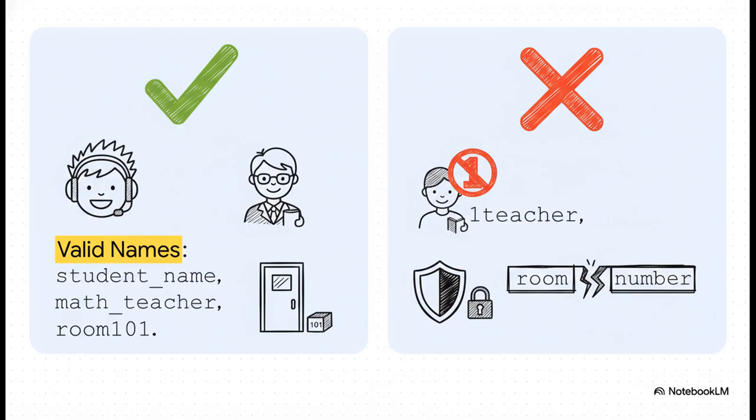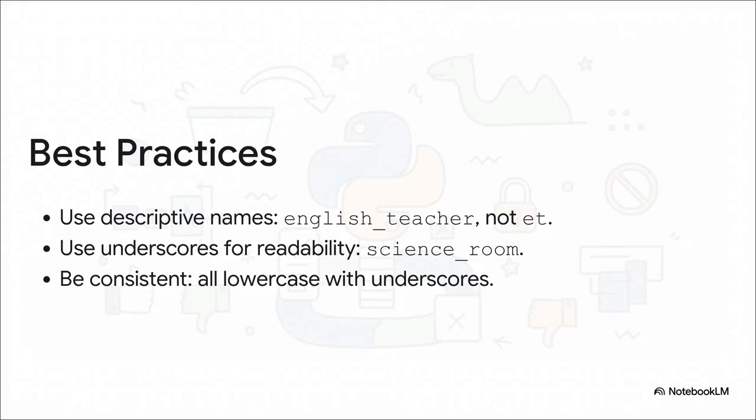Now look at the right. One teacher is invalid. Why? Because it starts with a number. Class is a no-go because it's a Python keyword, and room number fails because of that space. See the pattern? So, following the rules makes your code work.